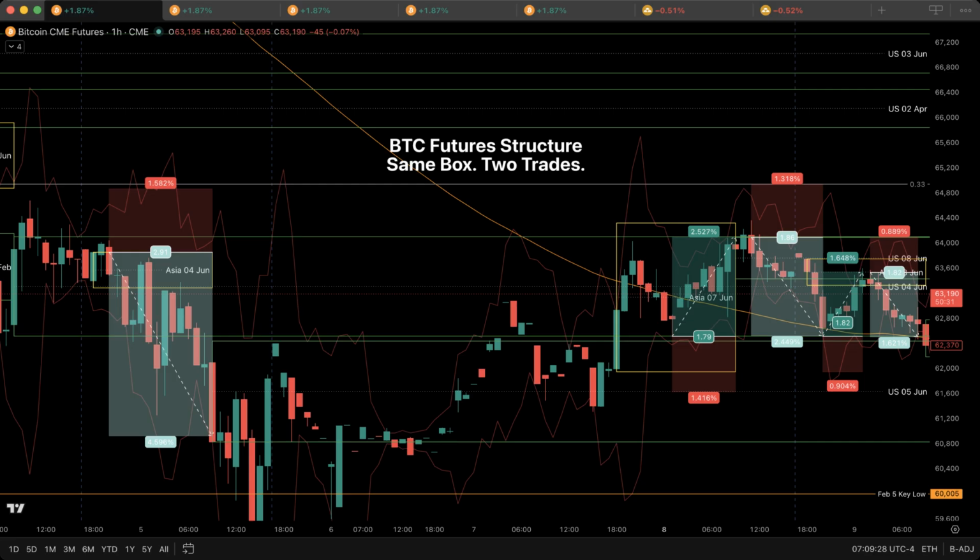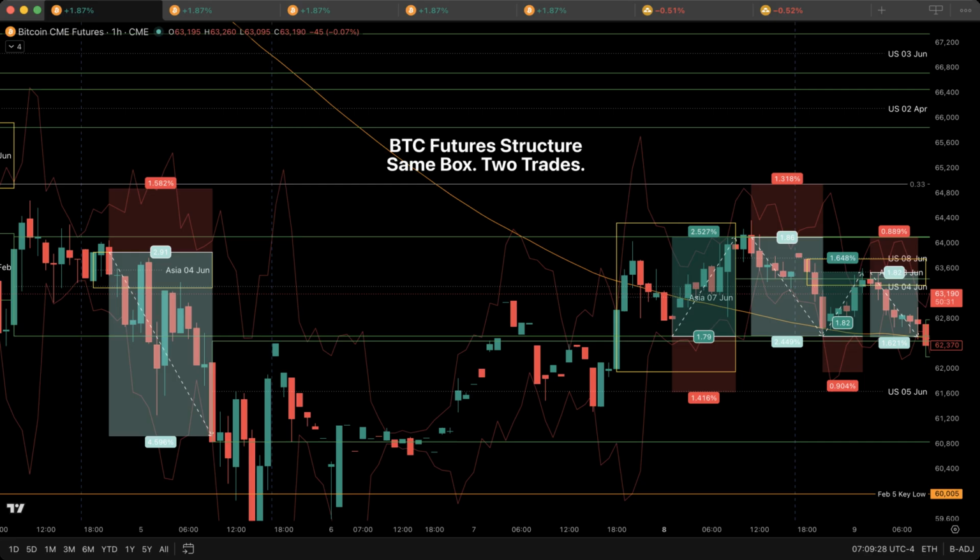The stop sits at June 8th U.S. session upper boundary. Why there? Because the short is based on the midpoint failing. If price recovers above the June 8th U.S. upper boundary, the failure is no longer clean. The compressed structure has been reclaimed. The short has lost control. So the stop belongs there.